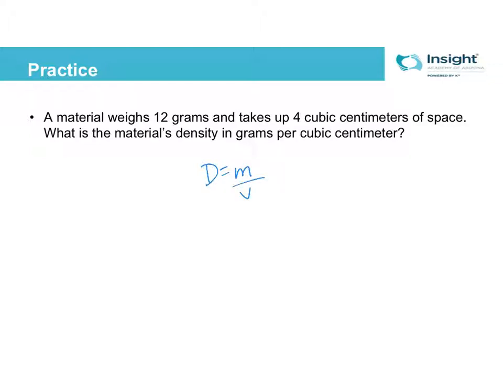All right, density equals mass over volume. Grams are mass. Cubic centimeters, that's this guy. All right, so that means 4 is our volume. So we're going to have 12 divided by 4, which equals 3 grams per centimeter cubed.